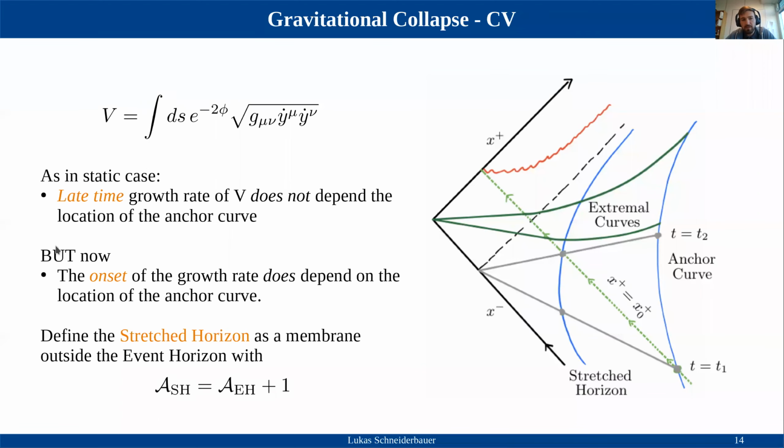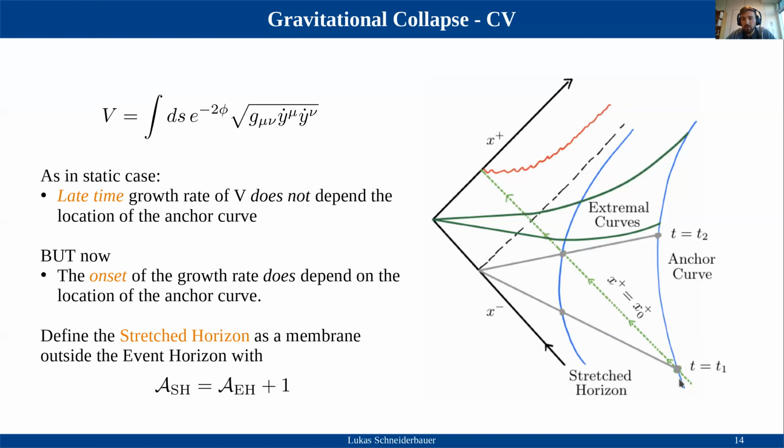But the difference is now, since we have a dynamical situation, that the onset of the growth rate, so here we have vacuum, so there should be nothing growing. It should only start growing when we actually have the black hole created. And the onset of this growth rate actually does depend on the location of this anchor curve here.